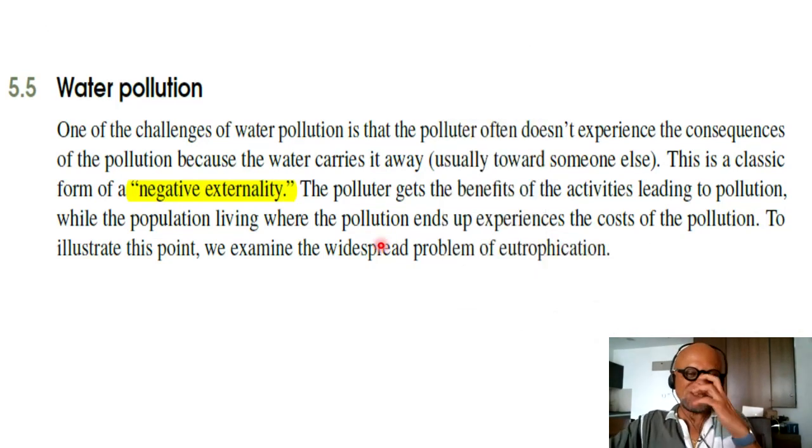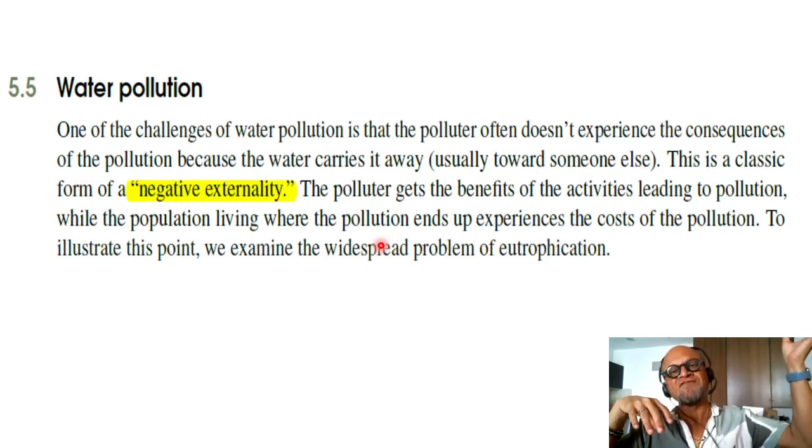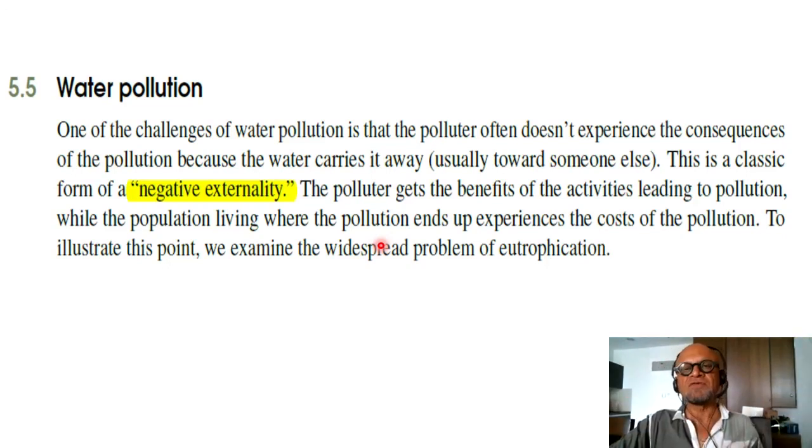So one of the challenges of water pollution is that the polluter often doesn't experience the consequences of the pollution because the water carries it away, usually towards someone else. So we are talking about some kind of a system where you have an upstream user and a downstream user, and the upstream user is not very careful, and the pollution that the upstream user creates is going to flow down to the downstream user. Of course, we should be saying users, upstream users, and downstream users.